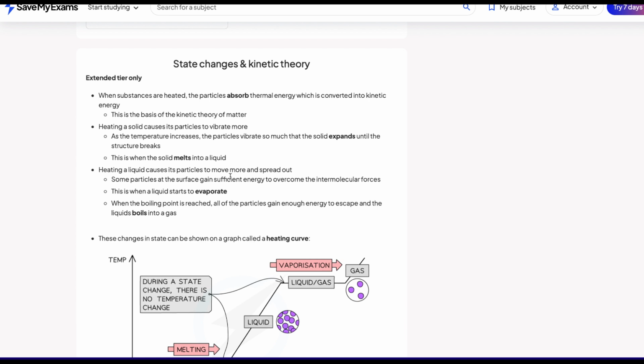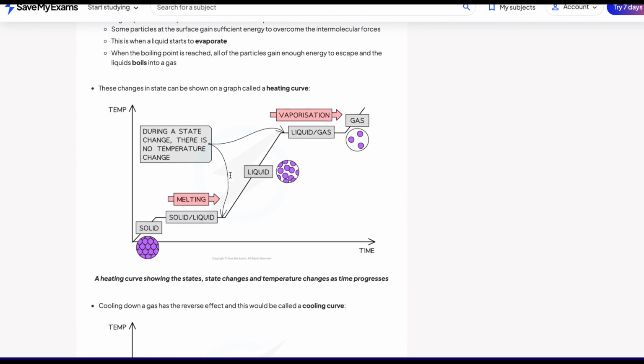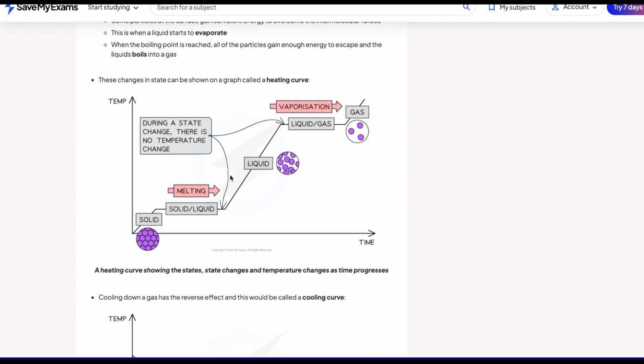Now, this is when the solid melts and changes to liquid in the first instance, and on further heating, the liquid will evaporate and become a gas. Okay, so this gives rise to what we call the heating curve. We have the heating curve and the cooling curve.